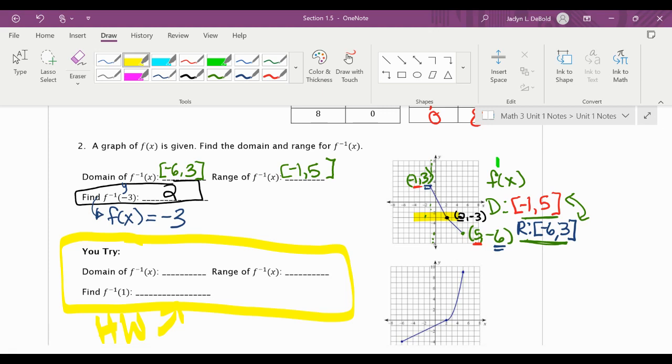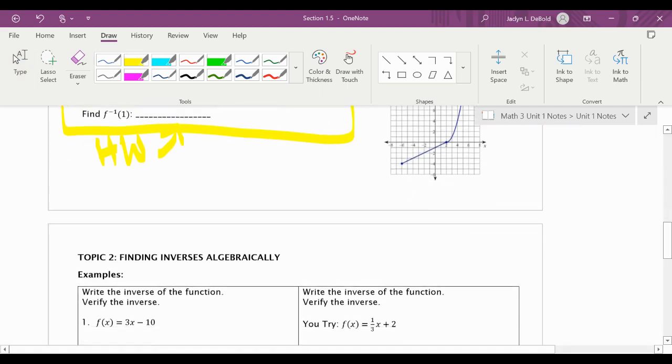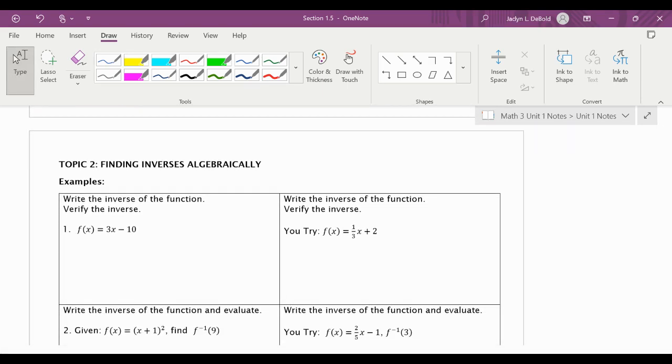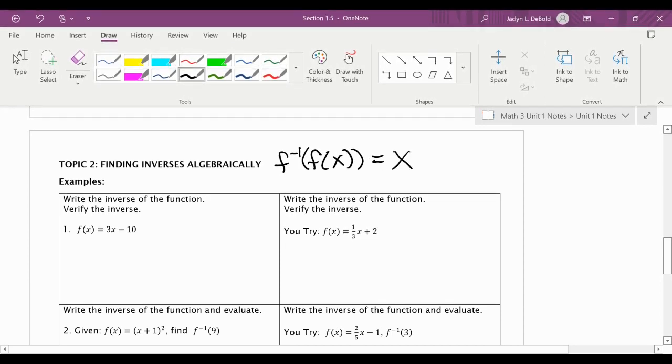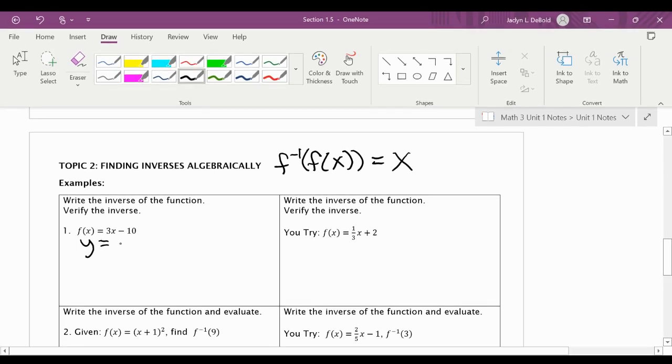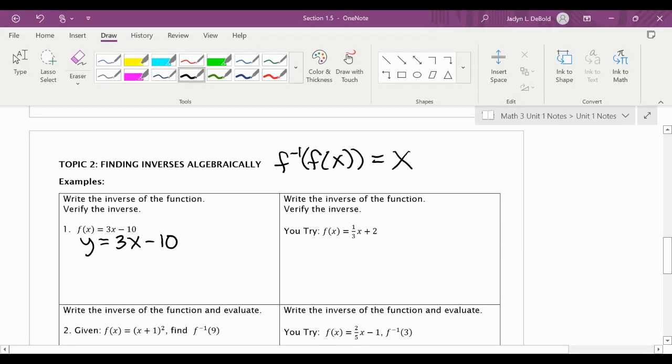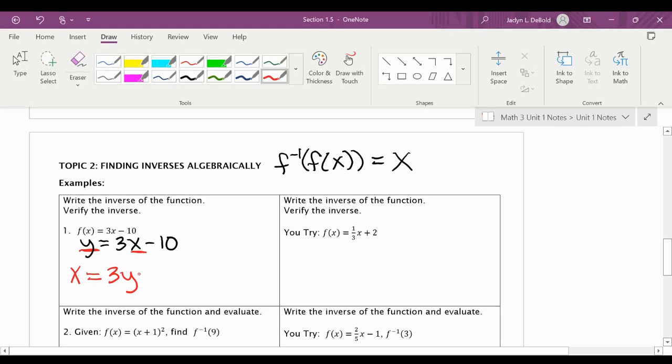And then the next topic we're going to see on here is verifying an inverse and writing an inverse, right? So if we want to find an inverse algebraically, all we really have to do is, again, if it's an inverse, that means that when I evaluate, I'm left with simply just x. So if I want to find the inverse, I'm going to rewrite this as y equals 3x minus 10. And to find it algebraically, all we do is interchange the x and the y. So now I have x equals 3y minus 10.